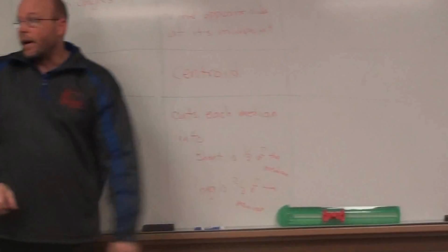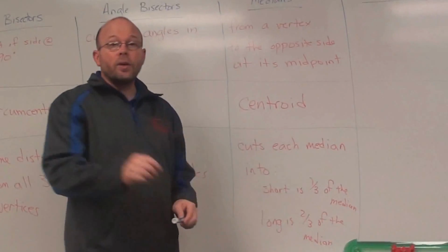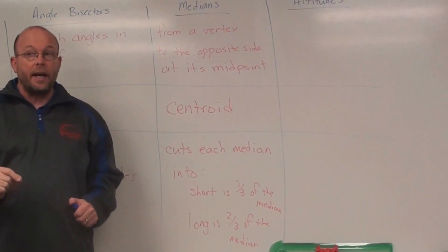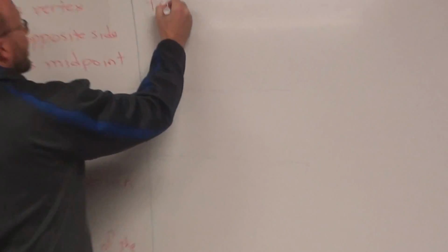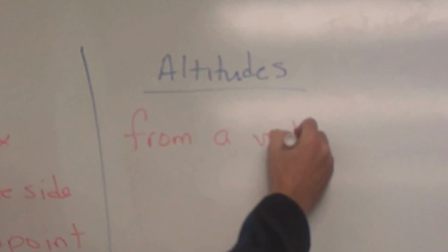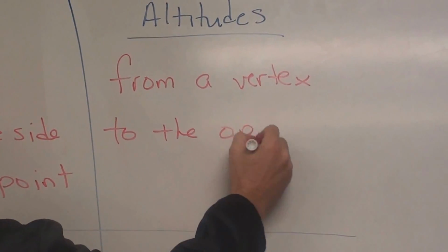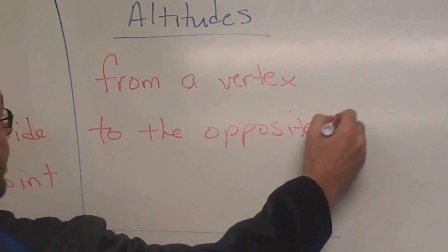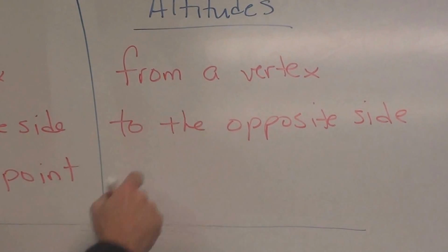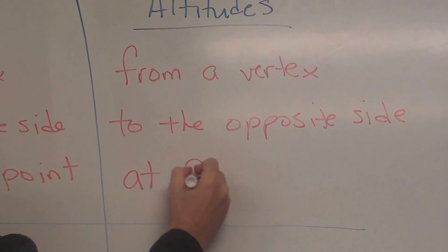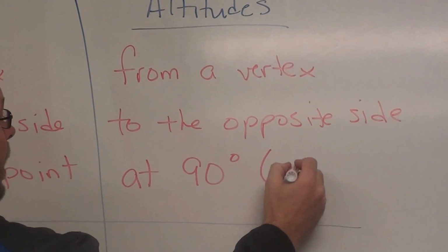Let's move to the last one we have, altitudes. Altitudes are a touch different, but they also go from a vertex to the other side, and they have a very specific way they do that. An altitude also goes from a vertex, and it also goes to the opposite side. But instead of going through at its midpoint, it goes from a vertex to the opposite side at 90 degrees, or perpendicular. Spell it right.